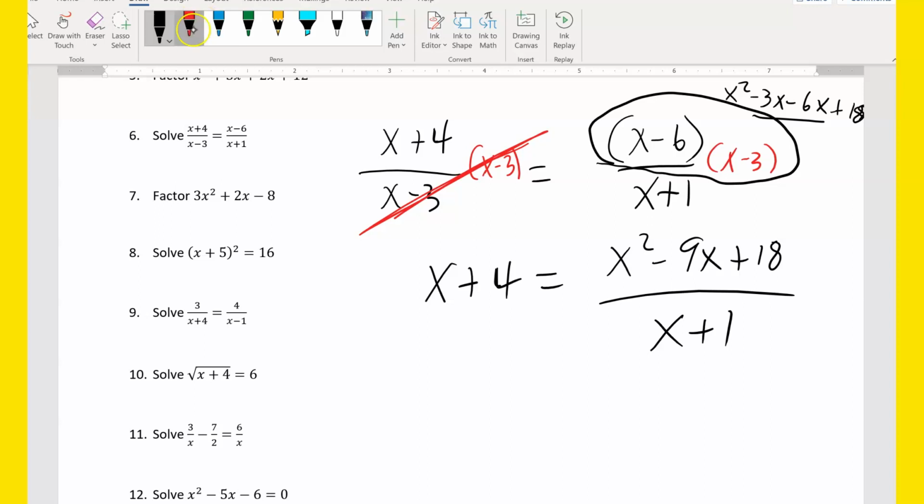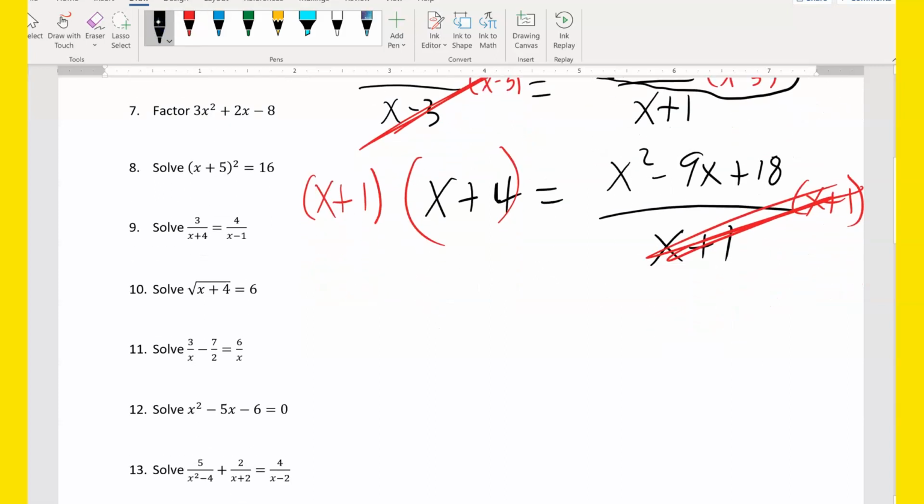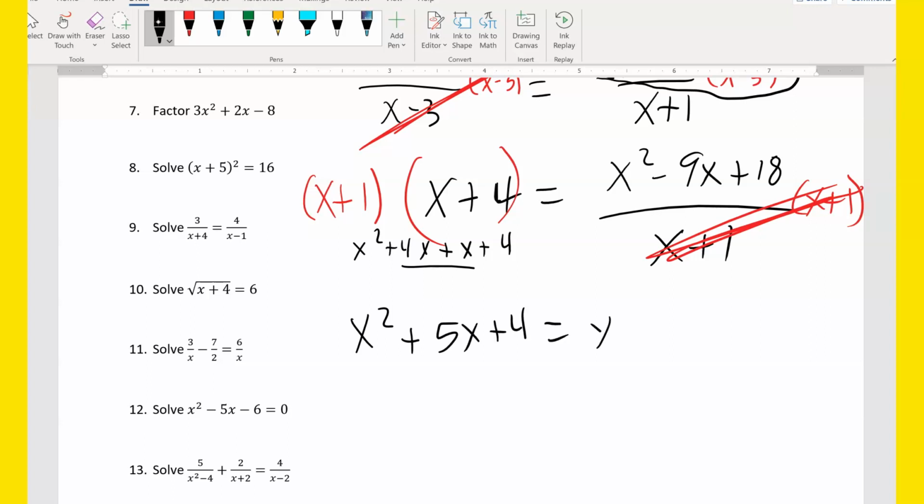So now what I would do is I would try to get the x plus 1 off the bottom. And I would do that by multiplying by x plus 1. And I have to do the same thing over here. So I'm going to take that whole expression on the left side and also multiply it by x plus 1. So the x plus 1's cancel over here. So what does that give me? Here I have to distribute. That's going to be x squared plus 4x plus 1x plus 4. Like terms there. So that gives me x squared plus 5x plus 4 equals x squared minus 9x plus 18.